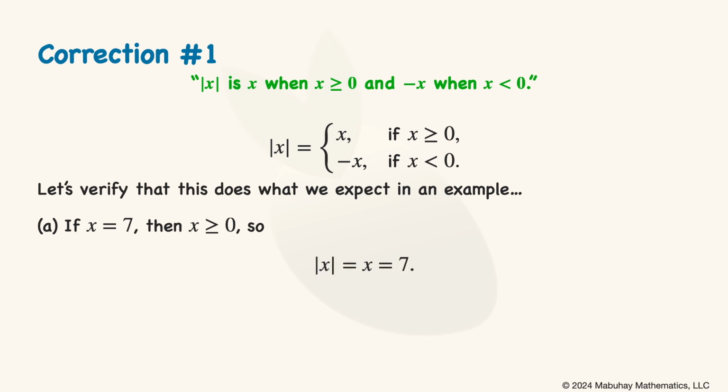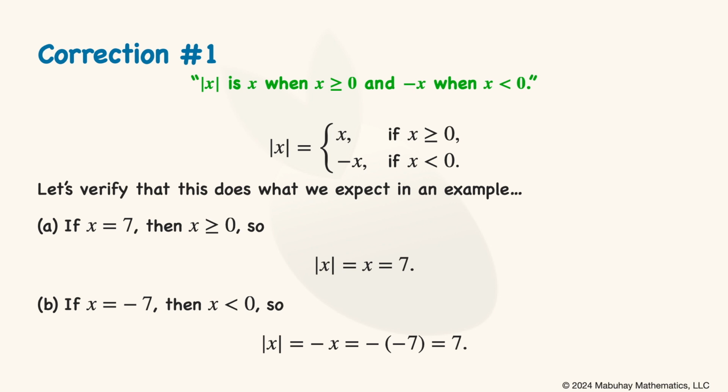So the absolute value of 7 equals 7. As expected, great. If x is negative 7, then x is less than 0. In that case, the absolute value of x is negative x. Since x was negative 7, that gives us negative negative 7, which is 7. The absolute value of negative 7 is positive 7. Again, as expected.